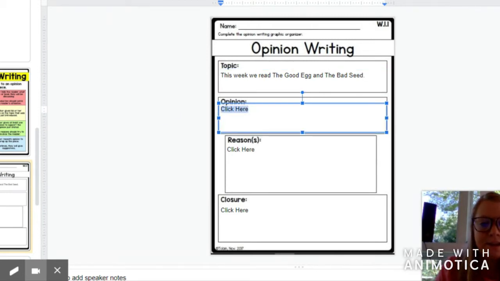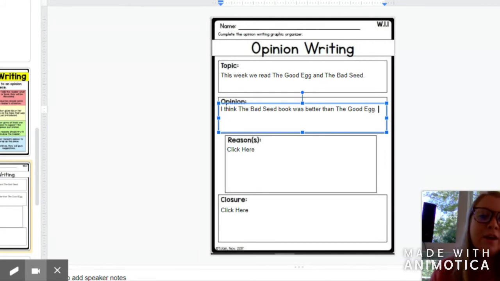So then next, I can write what my opinion was. So I'm going to say my opinion is that I like the Bad Seed book best, or better than the Good Egg. So under opinion, I'm going to say I think the Bad Seed book was better than the Good Egg. Now I have my opinion, and I need to write at least 2 reasons why I think that.